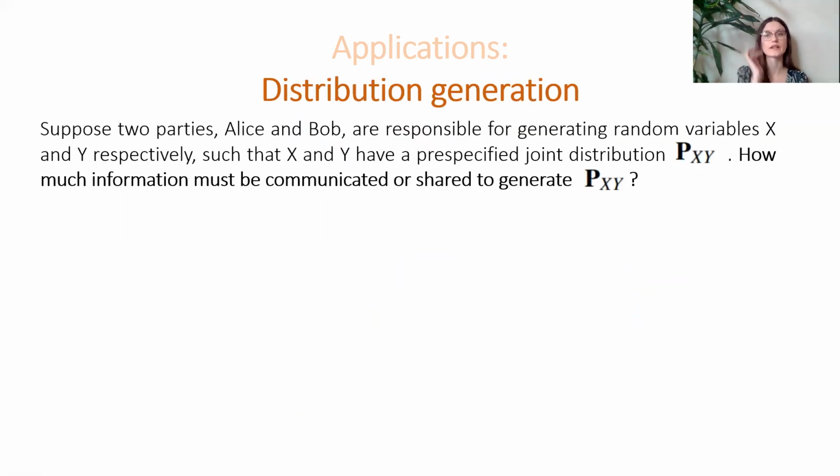The second problem that this corollary can be applied to is called distribution generation. This is something studied in communication theory, and the problem goes like this. Suppose two parties, Alice and Bob, are responsible for generating random variables X and Y, respectively, such that X and Y have a pre-specified joint distribution. The question is, how much information must be communicated or shared to generate this probability distribution? Now, we know the solution to this problem, and it's usually studied in two different scenarios.